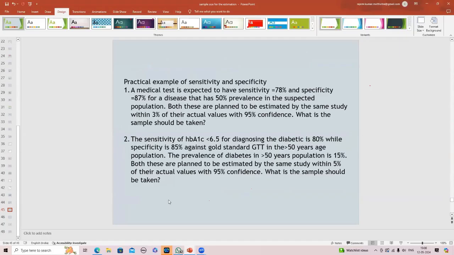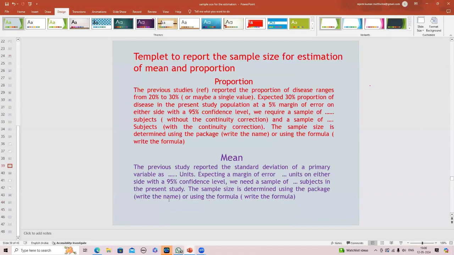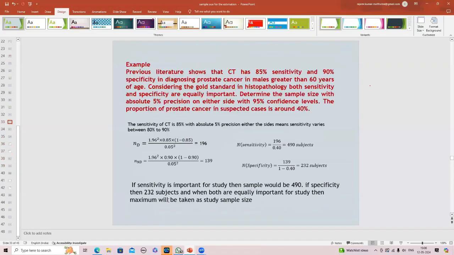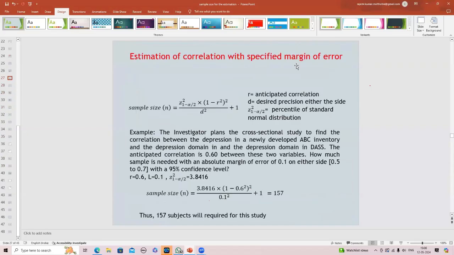The formula for the correlation I have already explained to you. I think you did not attend yesterday's session. I have already explained all these things. This is the formula for calculating the estimation of the correlation for the margin of error that I explained yesterday. You can note that down. This is the formula for this one.